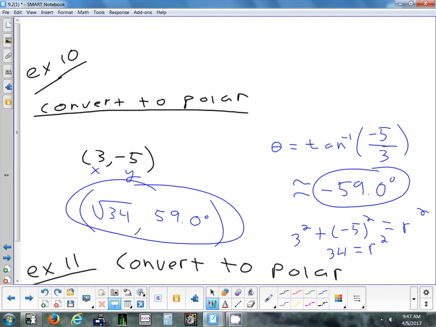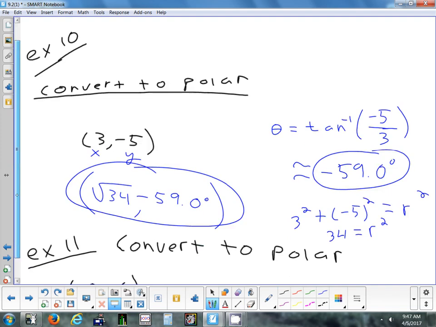Now, how many different ways are there to write this answer? Four. Yes, negative 59. Right. This is with a positive radius, negative angle. There's 3 other ways you could write it, which we've already gone through.